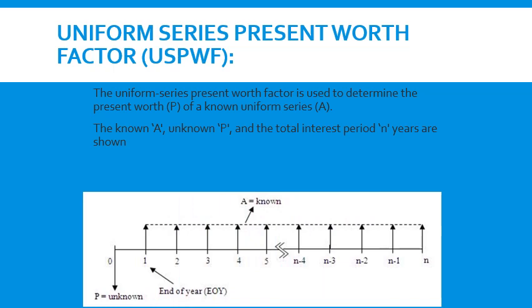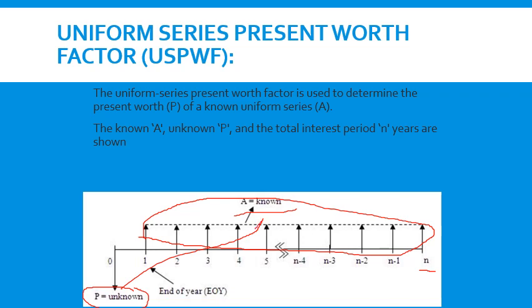This is the cash flow diagram. This is very clear here. This is the uniform series for n number of periods. As I have already told you, n could be number of years, number of months, number of quarters, like that. P is unknown and A is known. I am trying to derive a relationship between P and A. Let us continue.